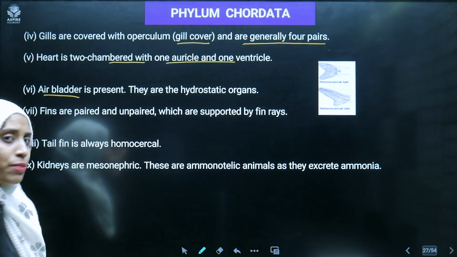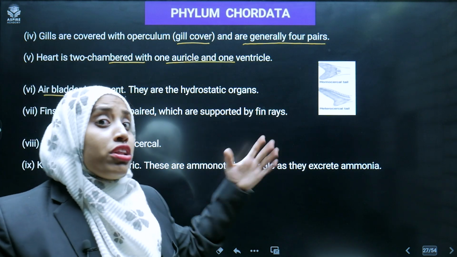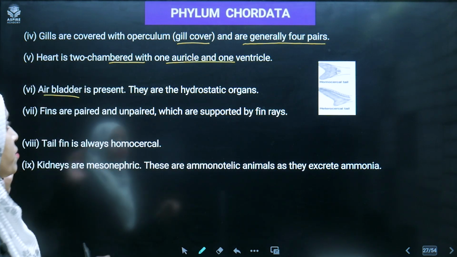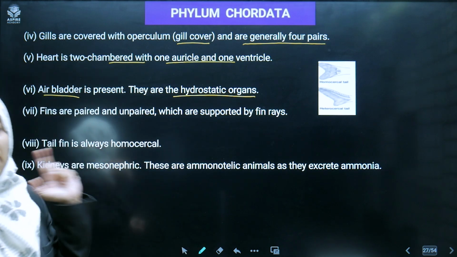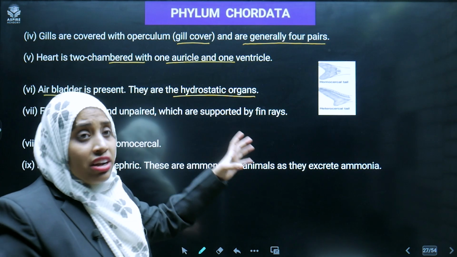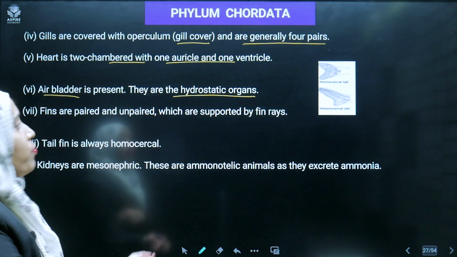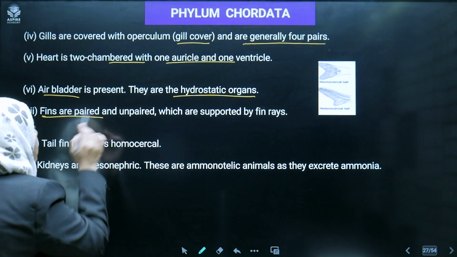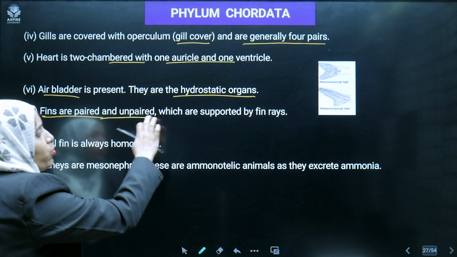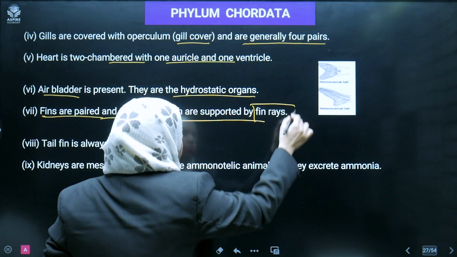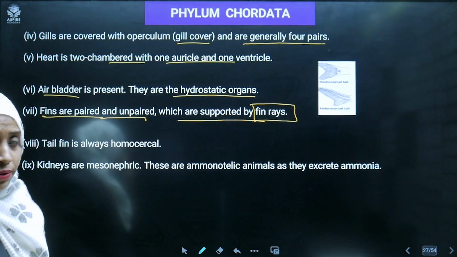Air bladder is present in the bony fishes but not in the cartilaginous fish. So they are hydrostatic organ. तो यहाँ पे जो air bladder है as a hydrostatic organ, it is working. Okay. So fins are paired. Generally fins paired भी हो सकते हैं इनमें, unpaired भी हो सकते हैं, which are supported by fin ray. The most important thing यहाँ पे fin rays भी है.